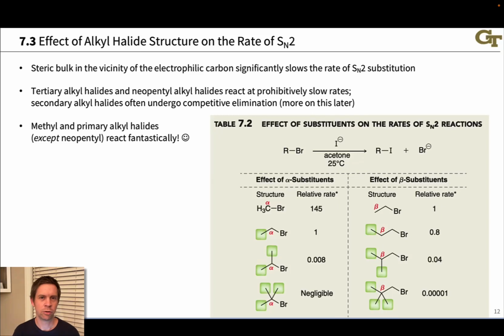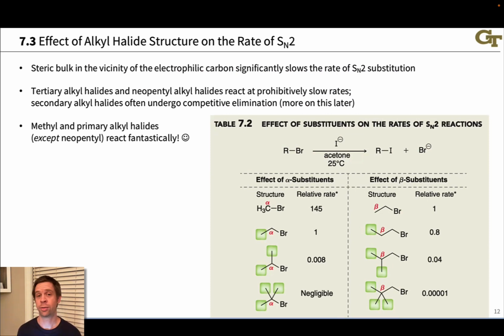In this video, we're going to look at effects of the substrate structure, nucleophile structure, and reaction conditions on the rates of SN2 reactions. And our goal here is more or less to predict and rationalize when a substitution reaction, SN2 in particular, is going to be feasible, we might say kinetically, meaning occurring in a reasonable time frame.